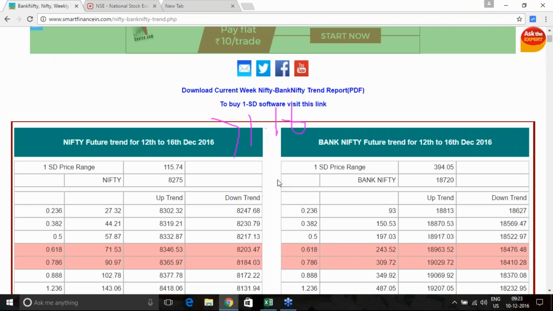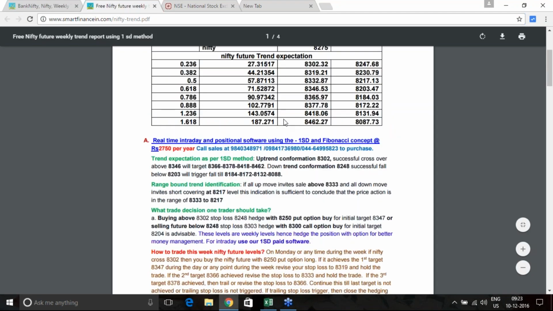Now going to this week's report. You can see the report here, or you can also download the report from this link where the PDF report will be given. Once you click on this report, you will get the detailed report along with its calculations and other things.